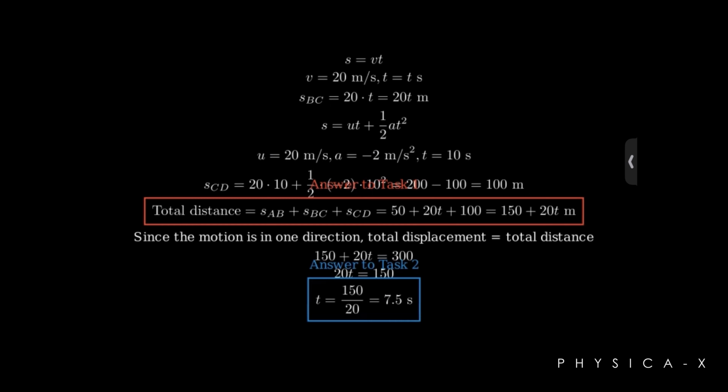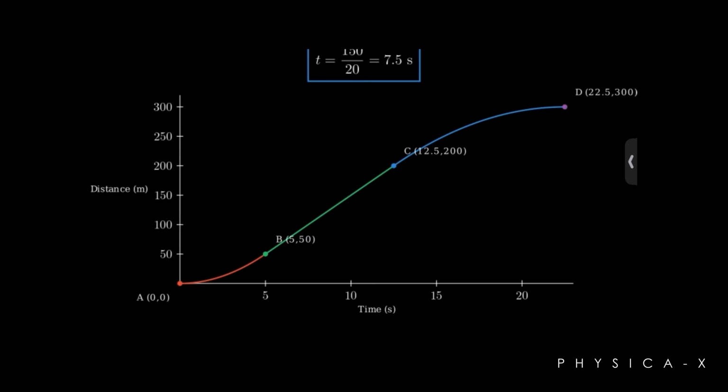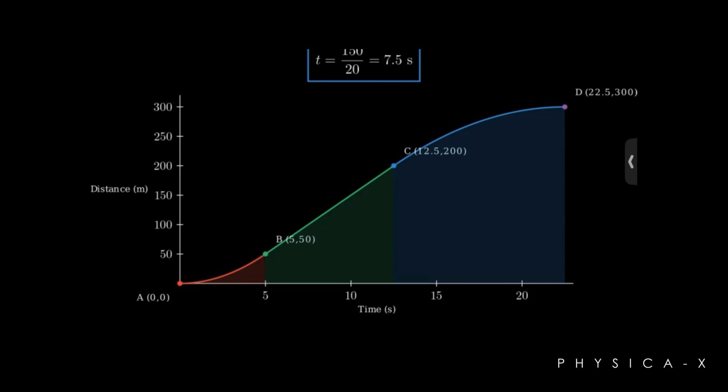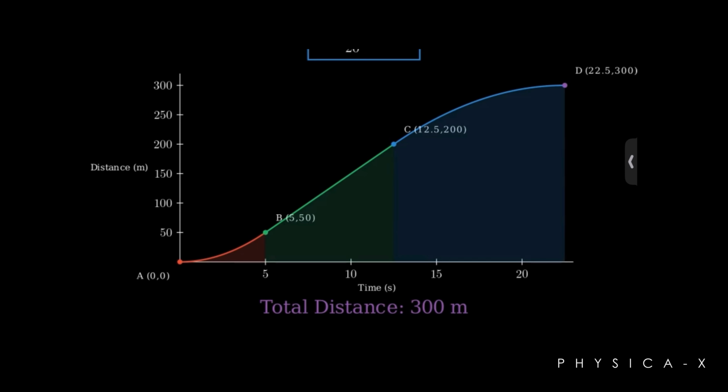Let's visualize this motion with actual distances. Here's a distance-time graph of the entire journey. In the first 5 seconds, the particle accelerates and travels 50 meters. Then, for the next 7.5 seconds, it moves at a constant velocity and covers 20 times 7.5, which is 150 meters. Finally, it decelerates for 10 seconds and covers an additional 100 meters. The total distance traveled is 300 meters, as required.